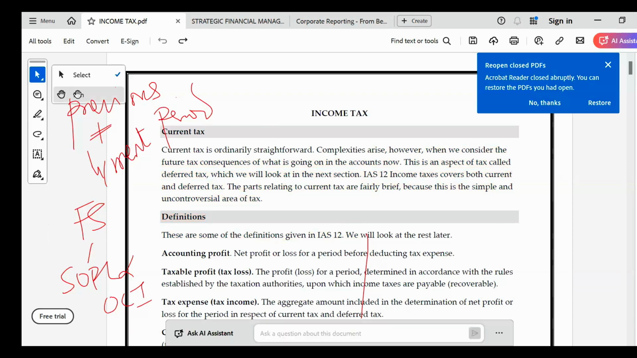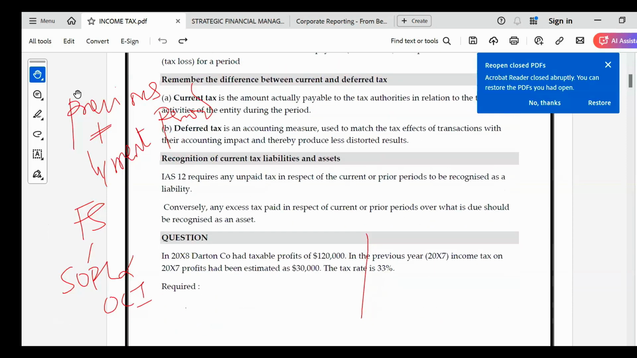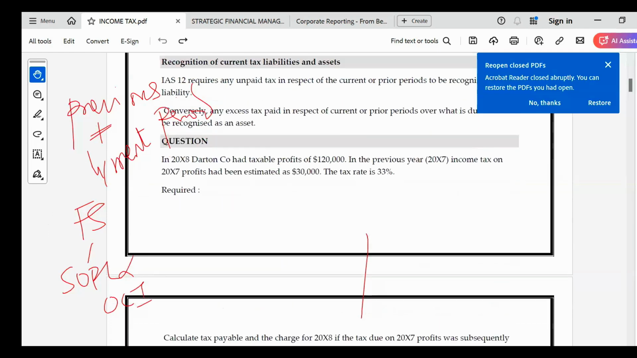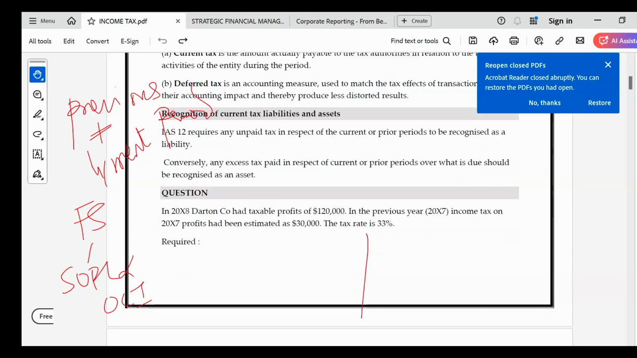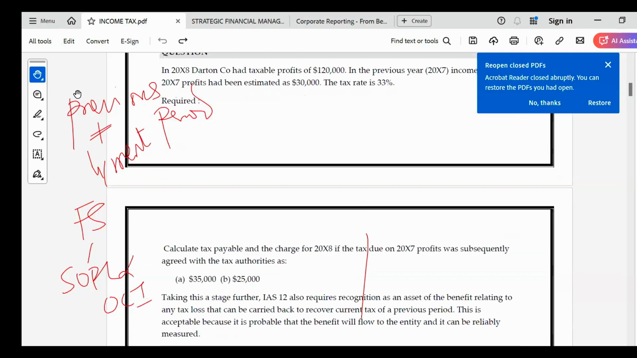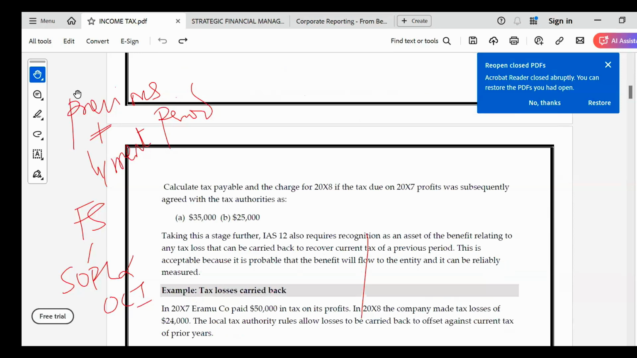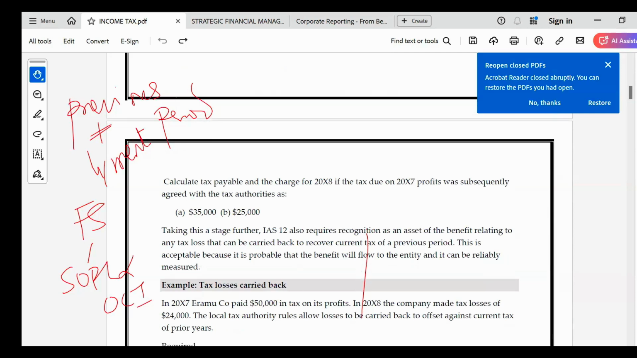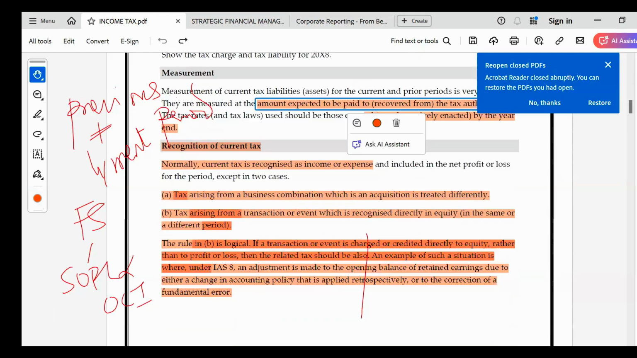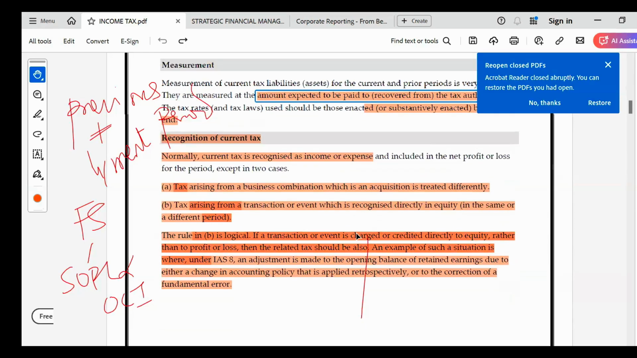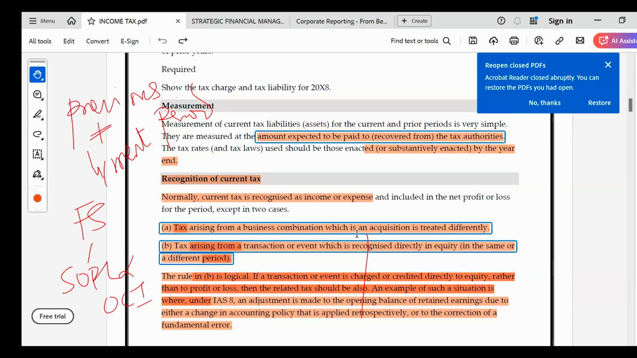Now, away from that, we went on to talk about recognition of current tax assets and liabilities. And one thing we said was that it is possible to offset any recoverable tax deduction from your liabilities. We looked at that, we solved an example like that, and then we went on to measurement. And we said we could have exceptions.